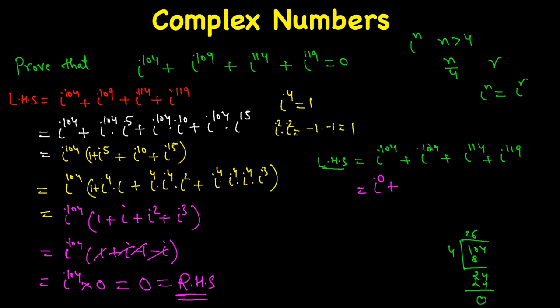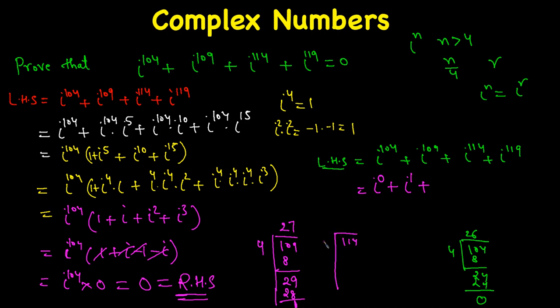Now let's do the next one, iota raised to power 109. So 109 divided by 4. 4 times 2 is 8. 10 minus 8 is 2. Bring down 9. 4 times 7 is 28. The remainder is 1. So that means this next term is going to be iota raised to power this remainder, which is 1. Let's do 114.